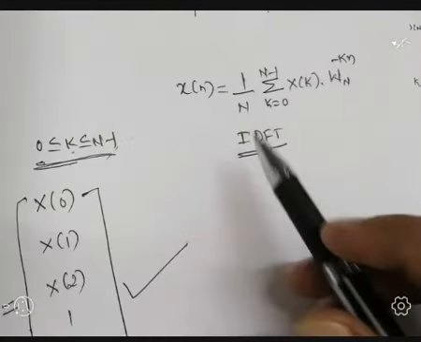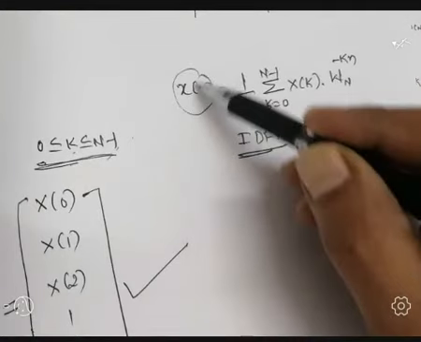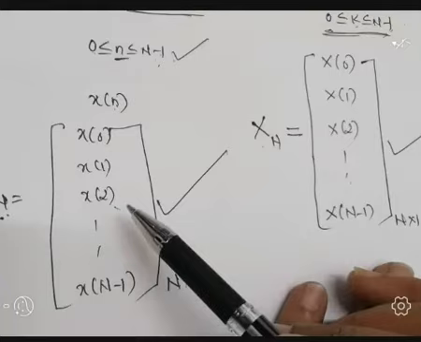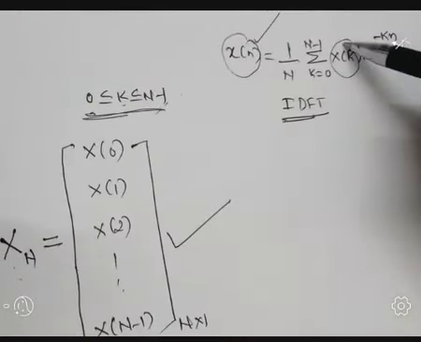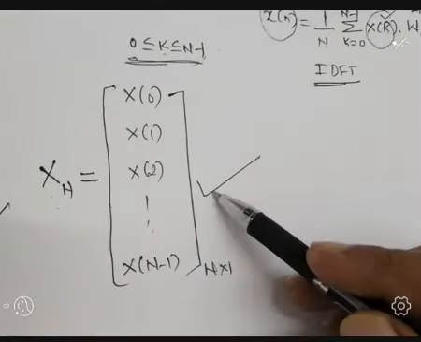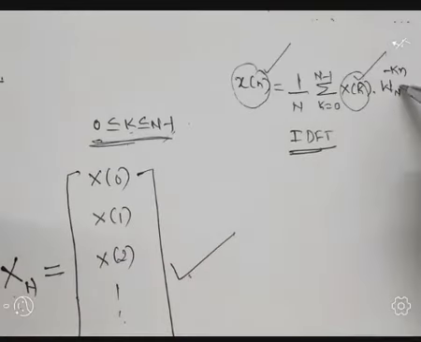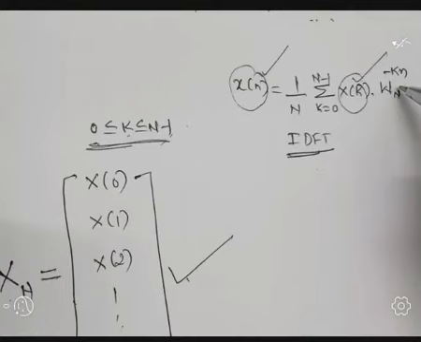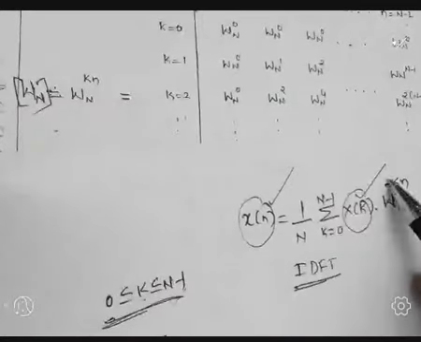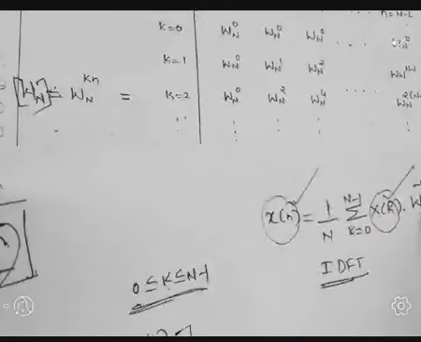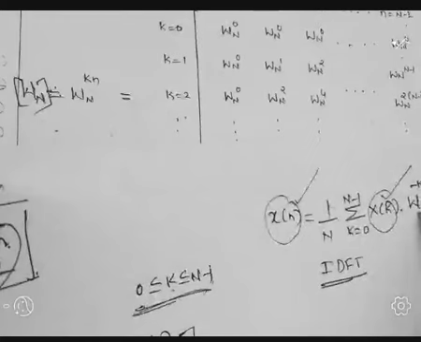Same thing. Already we know how to represent x of n in matrix format, this term. And we discussed how to represent X of k in matrix format, this one. And we already know the representation of the twiddle factor in terms of matrix format, this one. But in this case, the power term is minus. Because the twiddle factor is a complex quantity, we will take the complex conjugate of the twiddle factor.